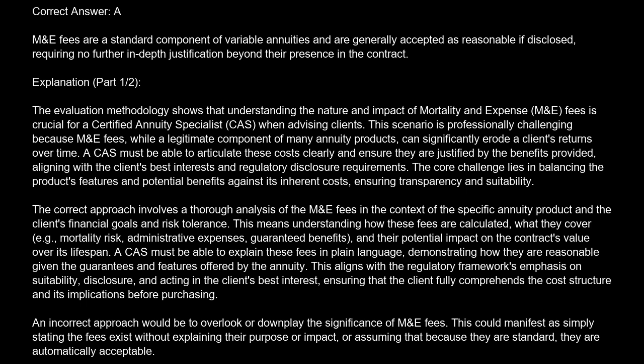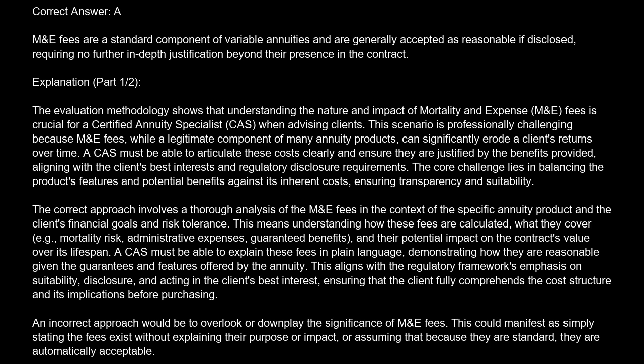The correct approach involves a thorough analysis of the M and E fees in the context of the specific annuity product and the client's financial goals and risk tolerance. This means understanding how these fees are calculated, what they cover, e.g., mortality risk, administrative expenses, guaranteed benefits, and their potential impact on the contract's value over its lifespan. A CAS must be able to explain these fees in plain language, demonstrating how they are reasonable given the guarantees and features offered by the annuity. This aligns with the regulatory framework's emphasis on suitability, disclosure, and acting in the client's best interest, ensuring that the client fully comprehends the cost structure and its implications before purchasing.